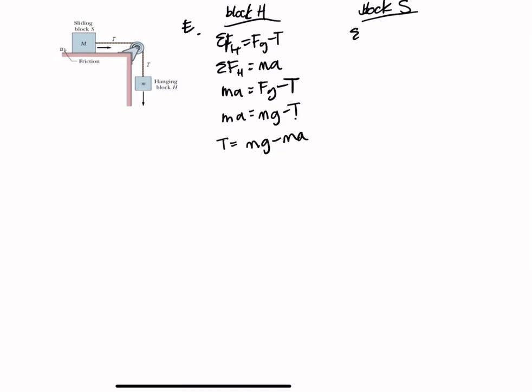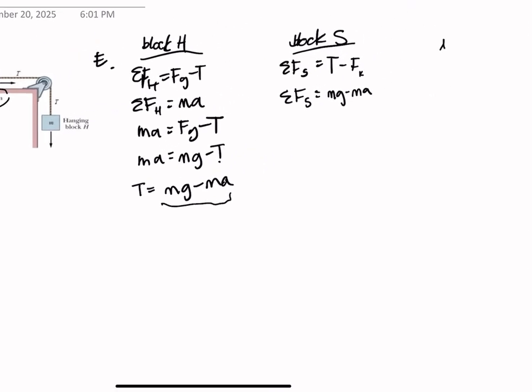So the net force of S would be equal to tension, the force going in the same direction with the line of motion, but now there's also a force going against the line of motion because there's friction. So F of K. Since we solved for tension down here, we can just plug that in for T. And then F of K we can derive from this formula.